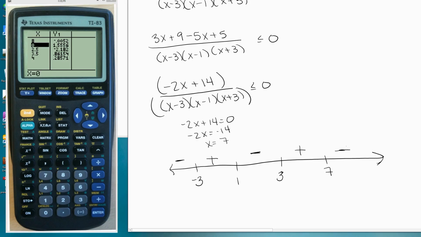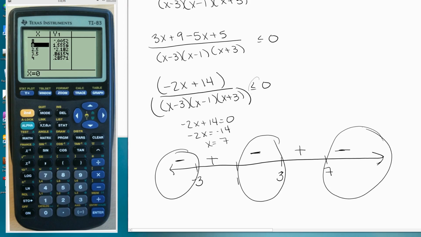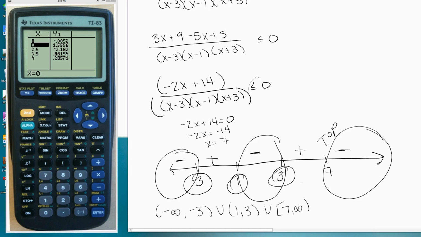Okay, this is another one that's less than or equal to 0, so we want the negatives. And since it has that equal to part, we'll put a bracket with what made the top 0, and that was the 7. So our solution will be negative infinity to negative 3, union 1 to 3, union bracket 7 to infinity. Okay? And one thing, I think this was a problem that asked for the critical values, and those are just the numbers that you put on your sign diagram. Okay, so let me know if any of this brought up more questions.